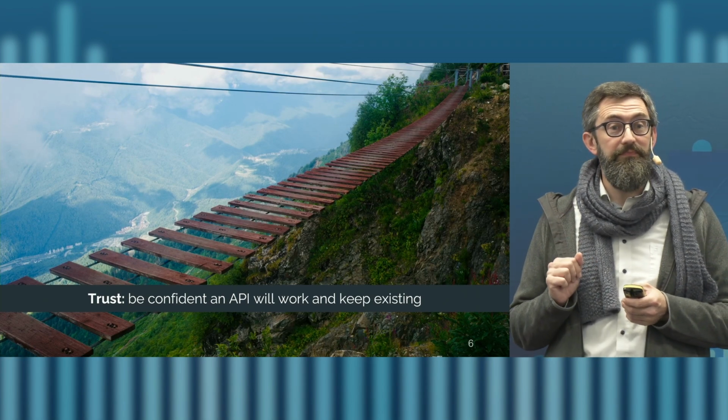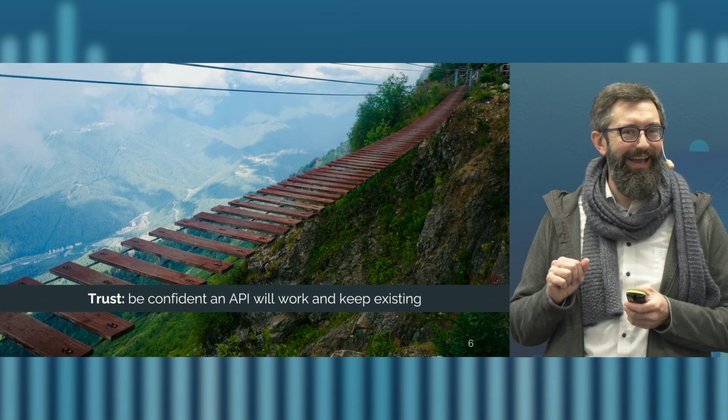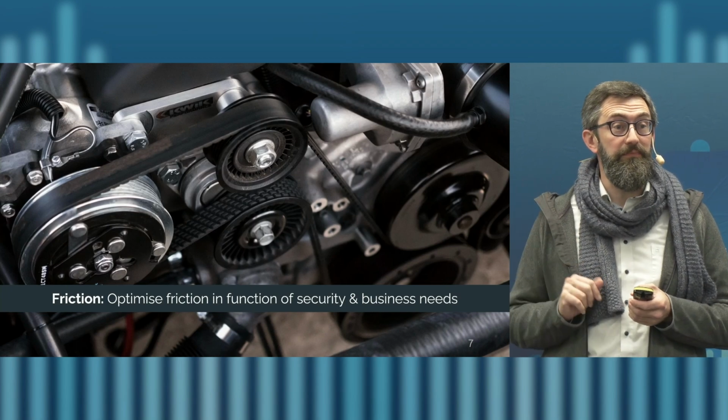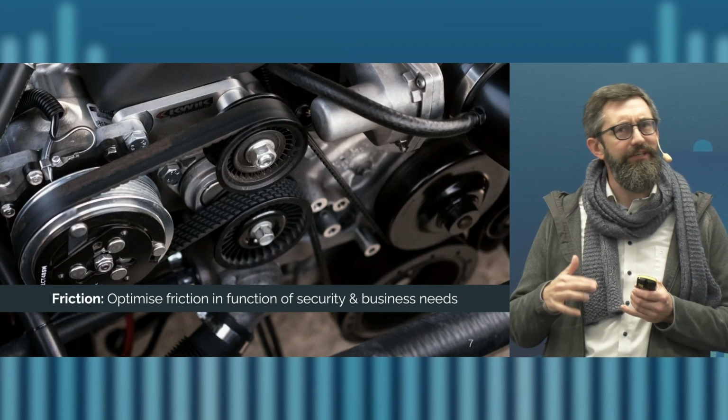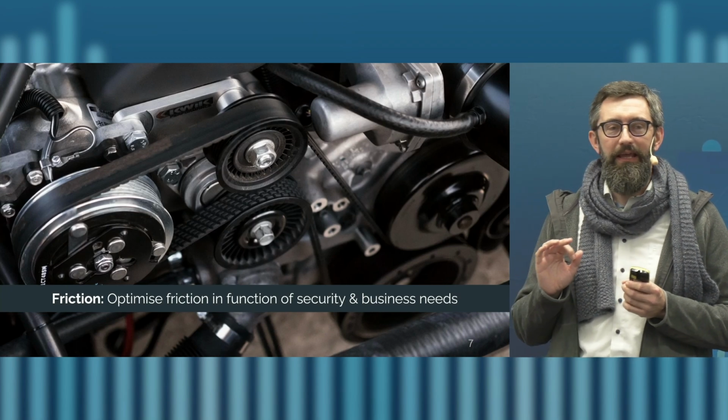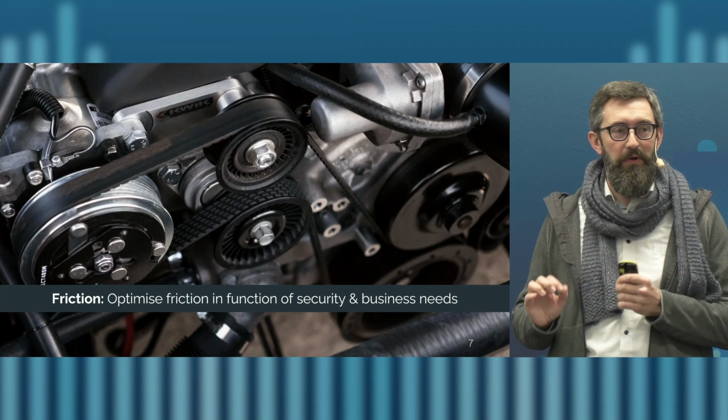4, trust. This is a weird one, but this is really important, is giving developers the ability to trust you so that they actually will invest in an integration with you, because it's a lot of work. And then 5, friction. The reduction of friction or the optimization of friction. Getting just enough friction in just the right places.